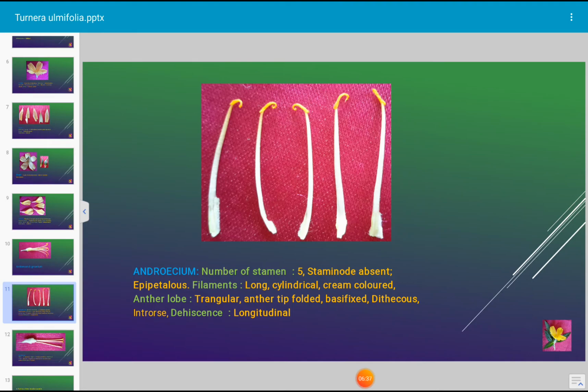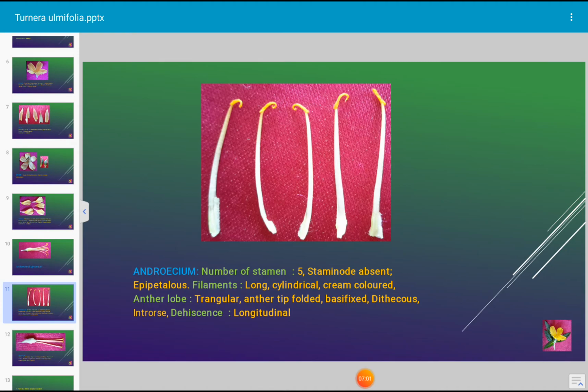And the stamens, at the basal region, are joined, fused with the petals. The basal region of the stamen is fused with the petals, hence the stamens are described as epipetalous. And the filament, the stalk-like structure of the stamen, is long, cylindrical, cream colored. Anther is yellow colored.